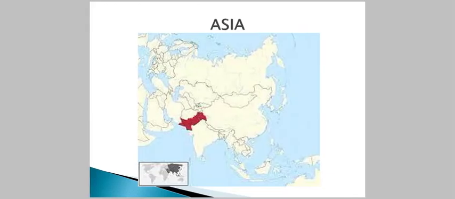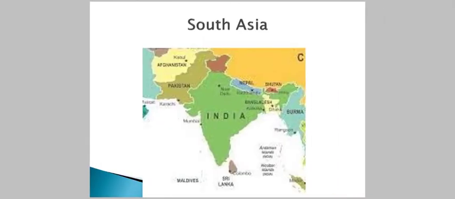Now in terms of continents, Pakistan is located in Asia, and since Asia is a huge continent, Pakistan is located in the southern part of Asia, which is known as South Asia. So once again, Pakistan is located in southern Asia, which is a part of the continent of Asia, and the continent of Asia is located in the northern hemisphere.